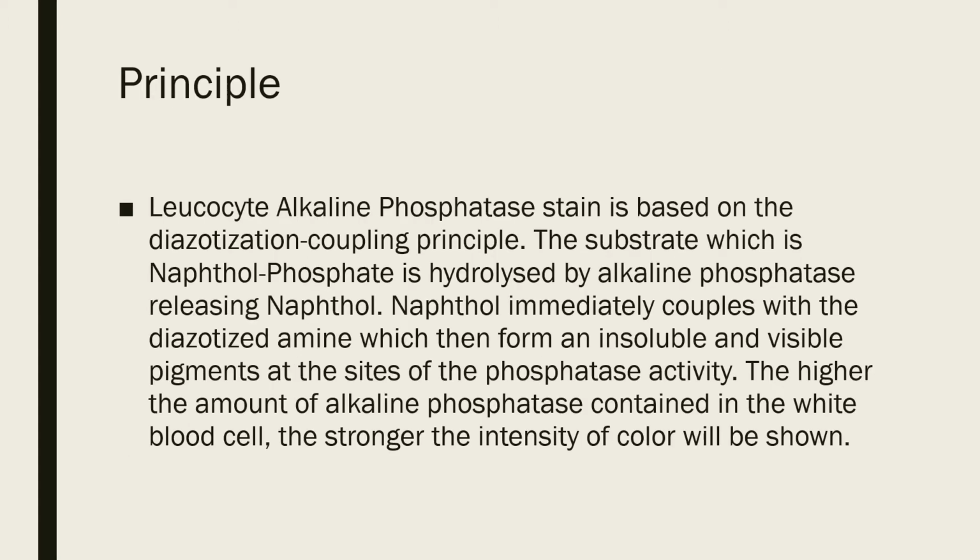The principle of the leukocyte alkaline phosphatase test is based on the diazotization coupling principle. The substrate, which is naphthol phosphate, is hydrolyzed by alkaline phosphatase, releasing naphthol. Naphthol immediately couples with the diazotized amine, which then forms insoluble and visible pigments at the sites of the phosphatase activity. The higher the amount of alkaline phosphatase contained in the white blood cell or neutrophil, the stronger will be the intensity of color shown.